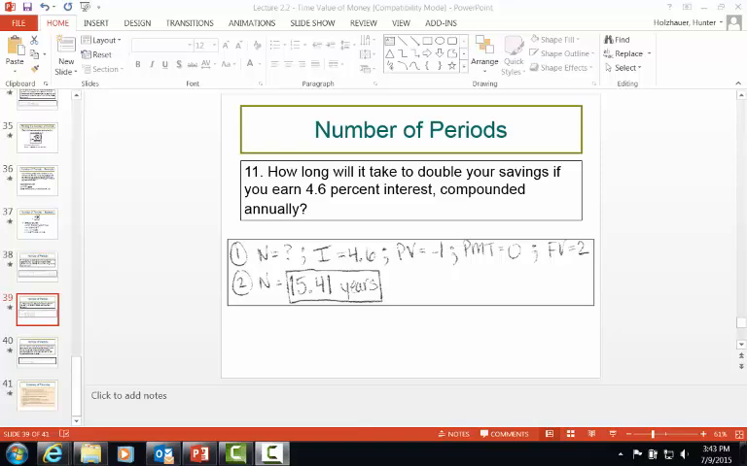Okay, Ross, I'd like to go to number 11 slide. Now let's look at number 11. How long will it take to double your savings if you earn 4.6% interest compounded annually?